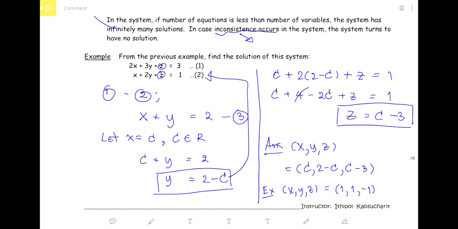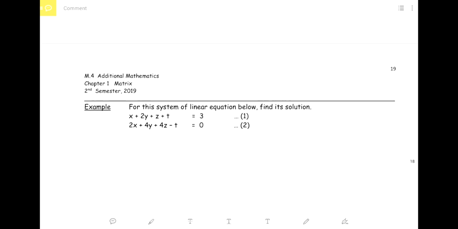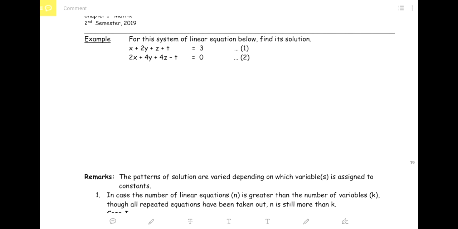So let's go to the next one. This one we have just 2 equations, right? But we have 1, 2, 3, and 4 unknowns. A lot of unknowns. So this one, let's see how do we solve it.